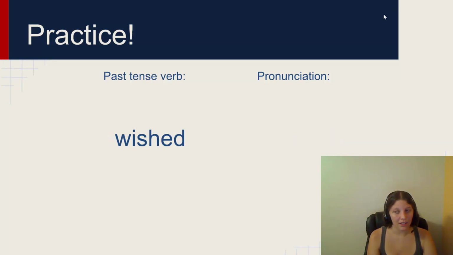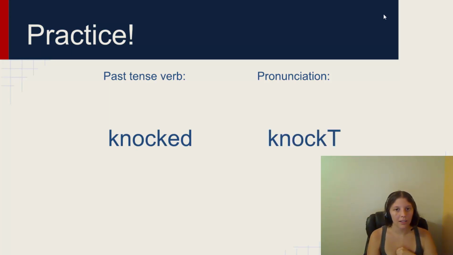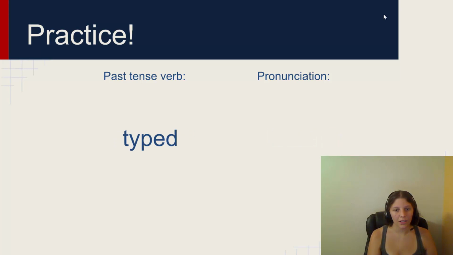Wish. This ends in unvoiced, right? So we get wished. Then we get knock, knock. Ends in k sound, which is unvoiced. So we get knocked, knocked. Someone knocked at the door. Then we have type, p. That's unvoiced, right? Typed, typed. Cool, l. That's voiced, right? Cooled, cooled.